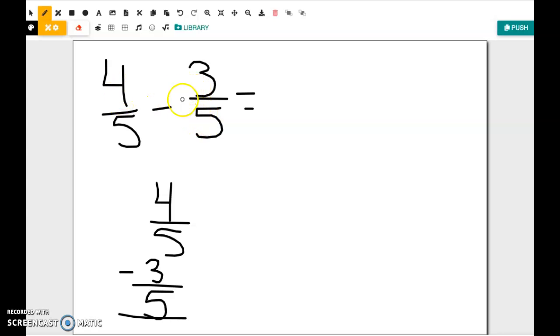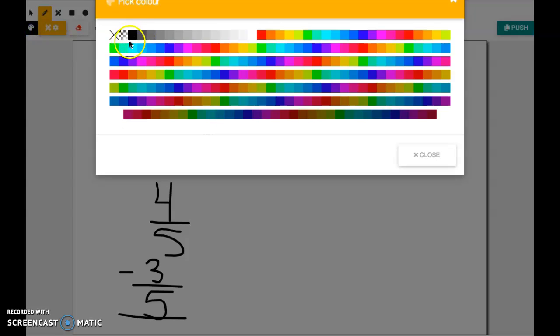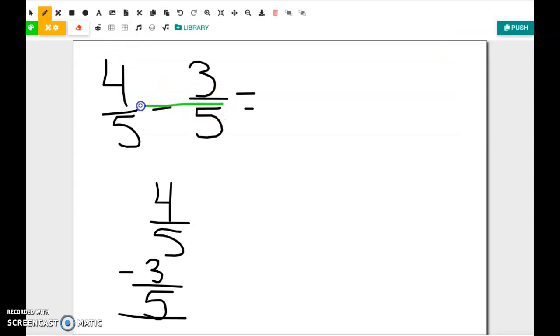So when I look at these fractions, what I first notice is that my denominators are the same. Okay, we have a 5 in both denominators, and that denominator is not going to change. We are not changing the size of the pieces. We are going to be looking at the difference in the number of pieces in the numerator.